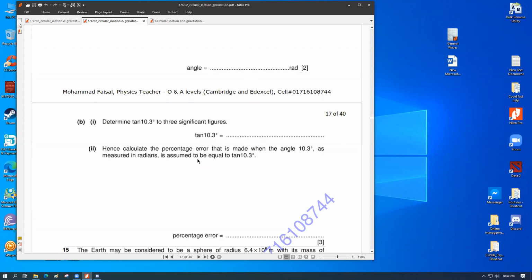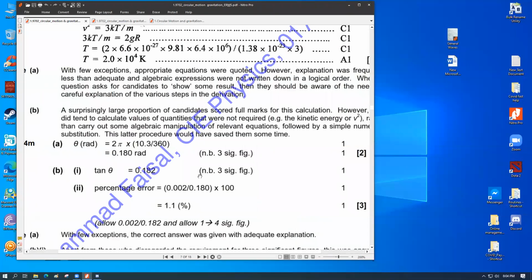Read. Sir, essentially 10.3 is wrong. No. It is assumed that this angle value is equal to 10.3, which is the actual value, right, sir? Exactly, that's what I'm trying to mean. Yeah. So basically 0.182 minus 0.18, divided by 0.18, into 100.